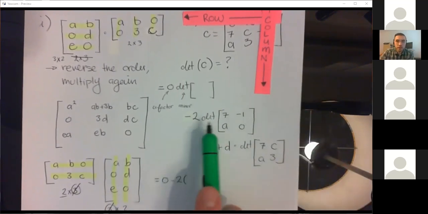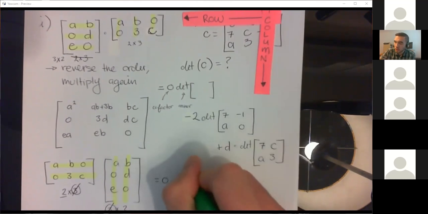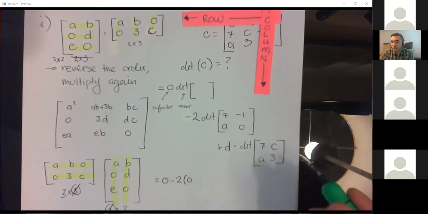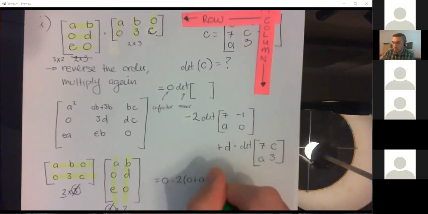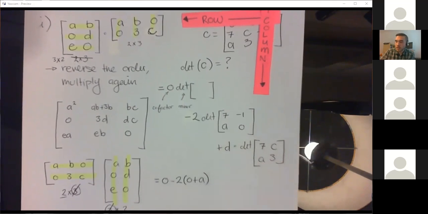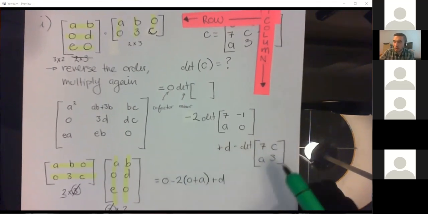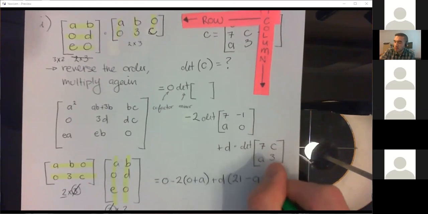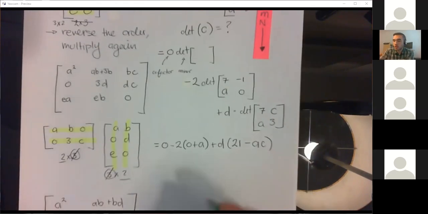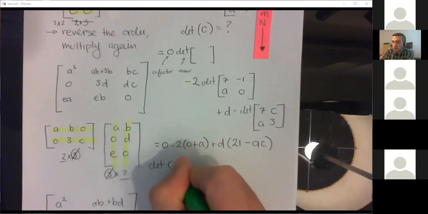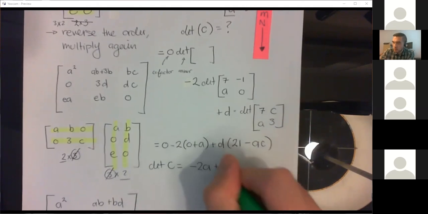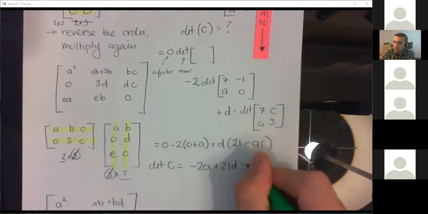So this first one is going to be minus 2 times, well, 7 times 0, that's going to be 0, minus negative 1 times A, which is going to be minus negative A. The negative and the negative will cancel, giving us a plus A. And then finally down here we get D, so this is going to be plus D multiplied by the determinant of this 2 by 2, 7 times 3 minus AC. So it's going to be 21 minus AC. And so the determinant of C is going to be equal to negative 2A plus 21D minus DAC.